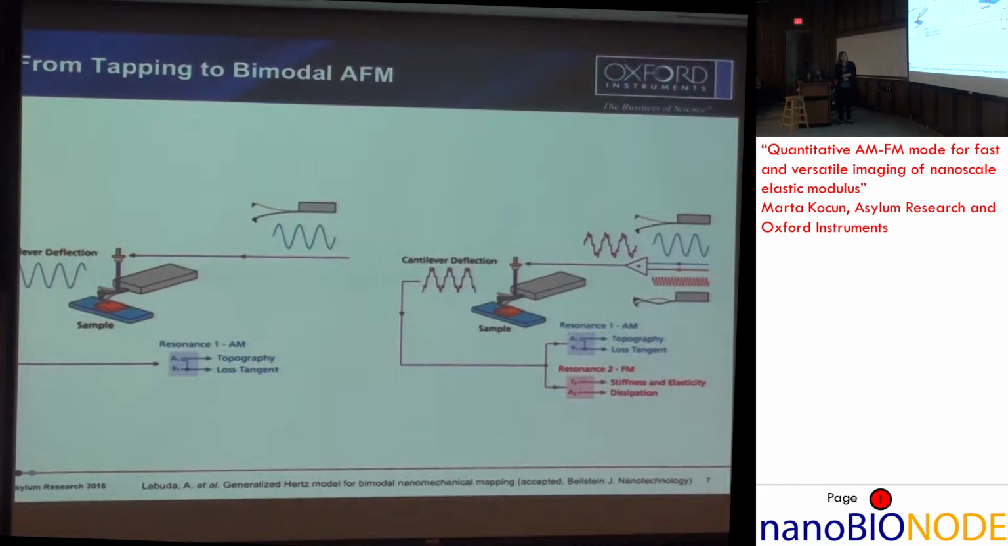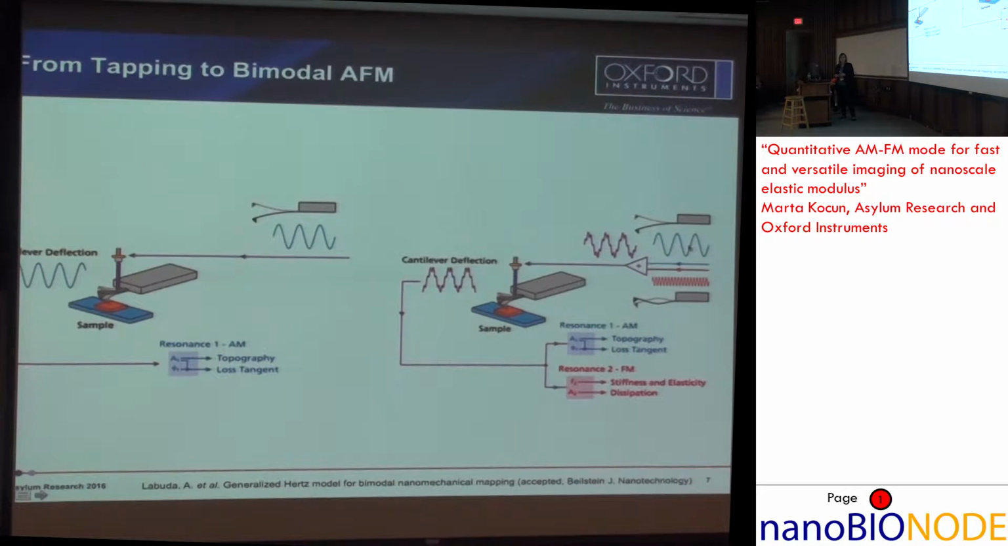Now, if you look here, the first signal is sent to the cantilever, and then we need to add another signal. This is the second mode. What we're doing is keeping this one very small compared to the initial amplitude.